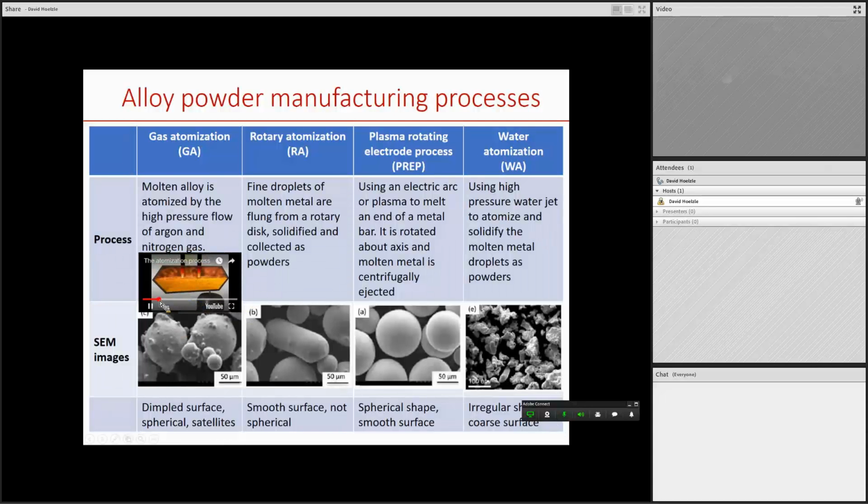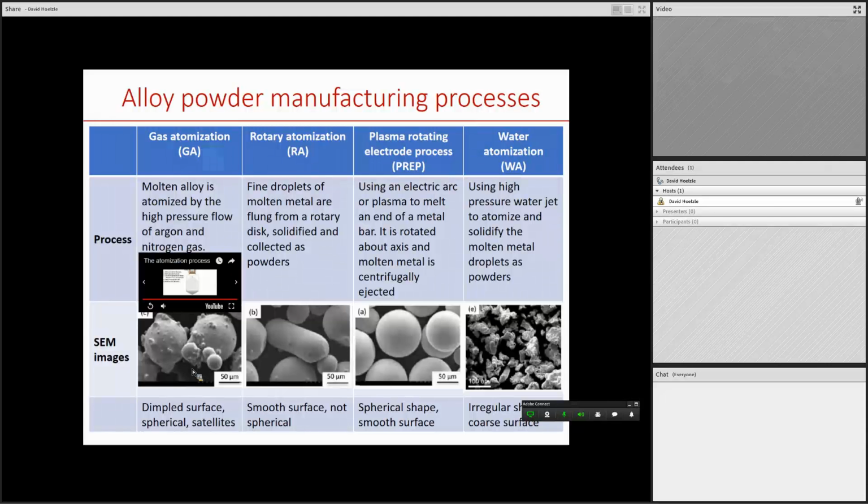Yeah, you basically just melt the metal, then use gas or rotary disc or water to atomize the alloy. You get particles. It's pretty straightforward. So they atomize it and then it cools as it goes down the channel, right? To solidify.